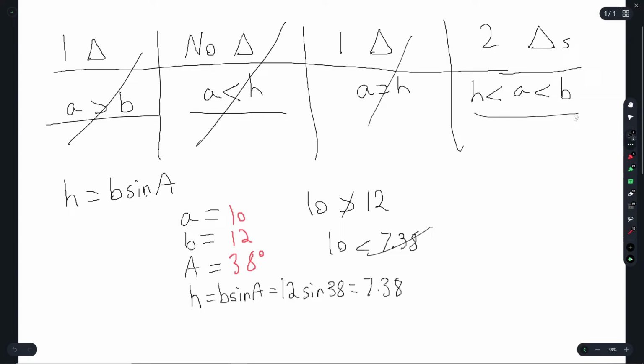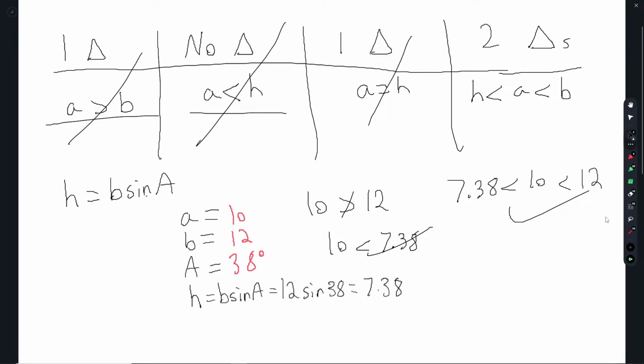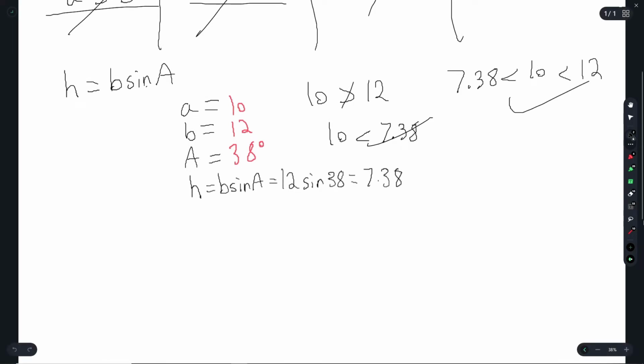And so it has to be the last case, which we'll make sure of. Is 7.38 less than 10 and 10 less than 12? Yes, it is the last case. So we have two triangles. So now we have to solve the triangles. Okay, so first let's draw the triangles. So I'll draw two triangles first. So this is our first triangle.